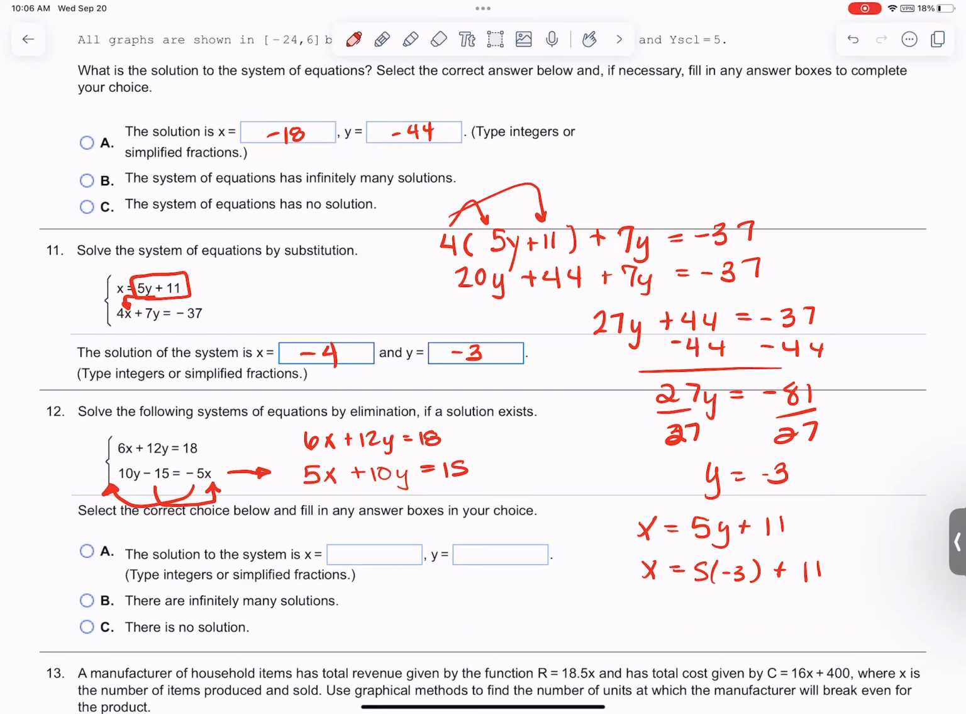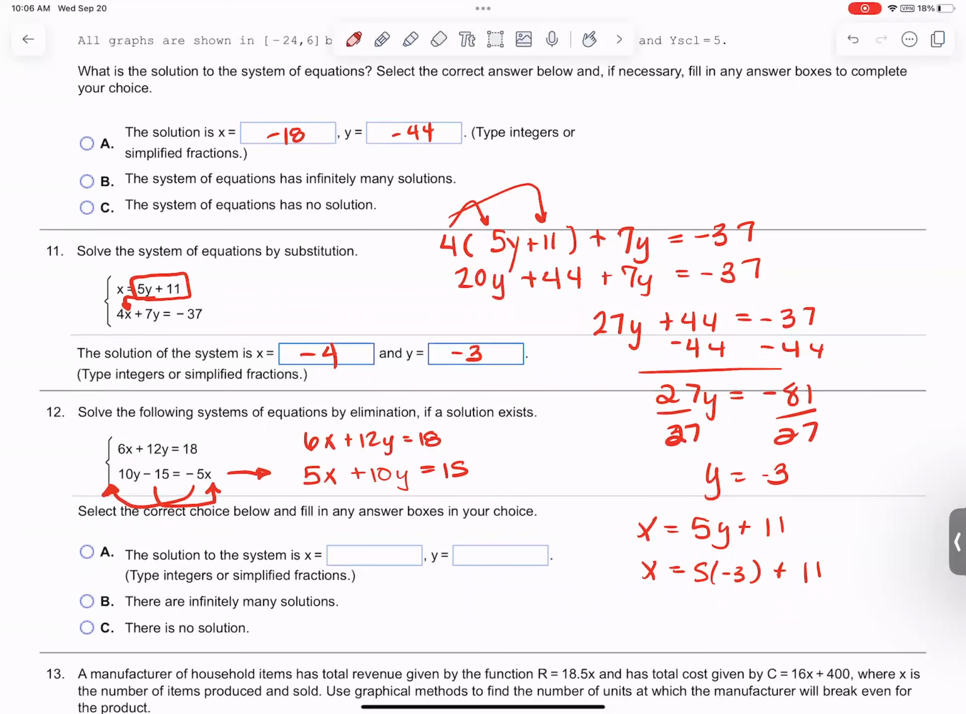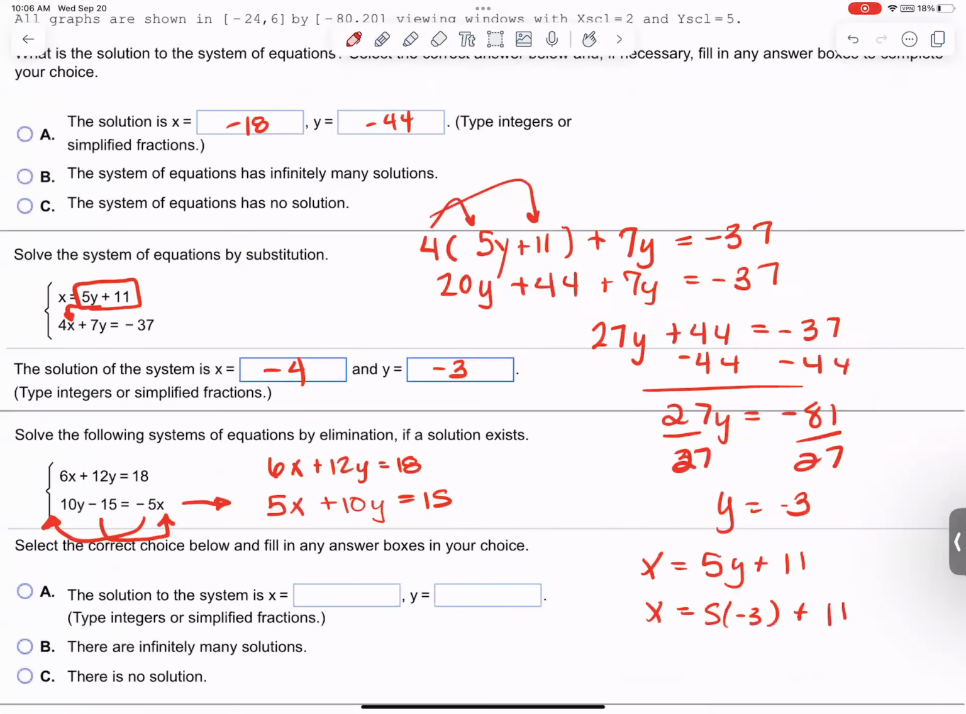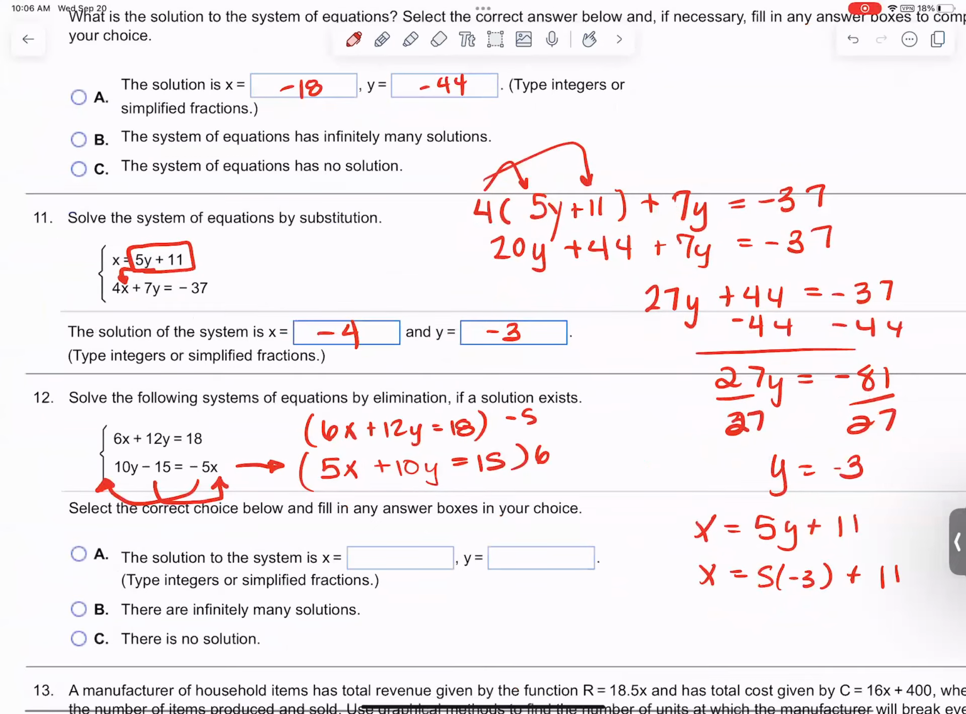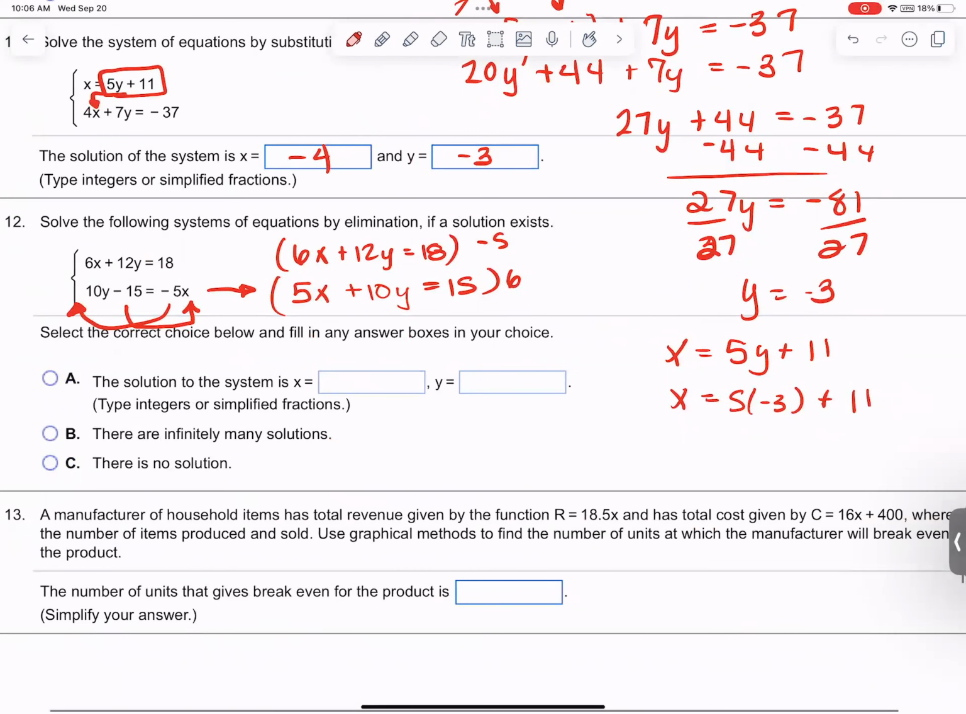All right, so then what am I going to do? I don't know. What did I do? I multiplied the top equation by -5 and the bottom equation by 6. And what that'll do is it'll get -30x in the top and +30x in the bottom. And then when I add them together, it'll eliminate the x's. So I'm going to write that down here.